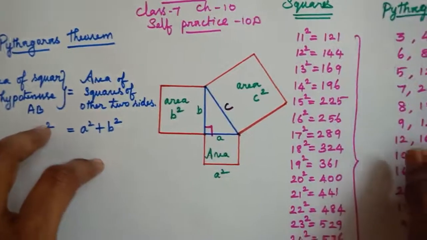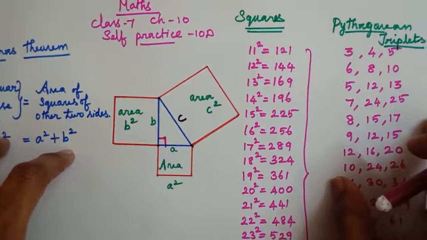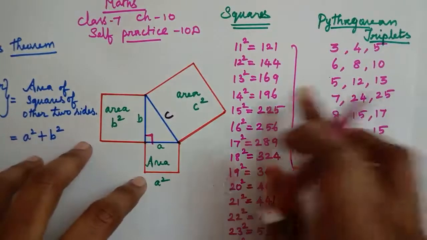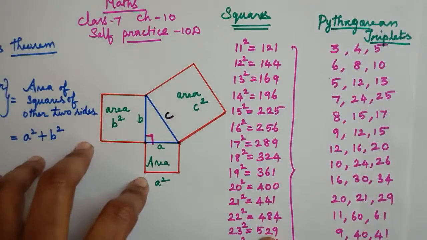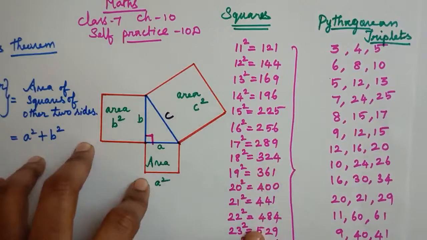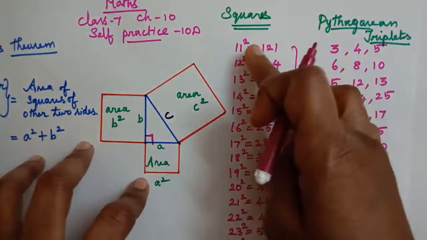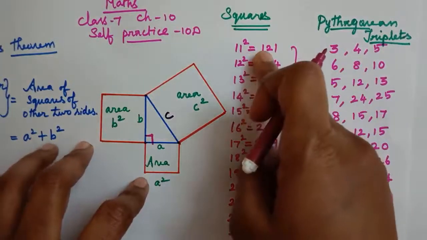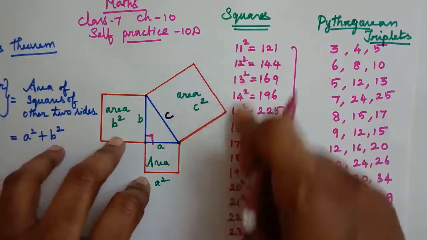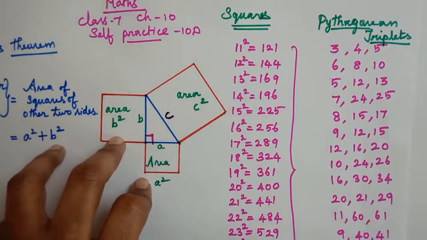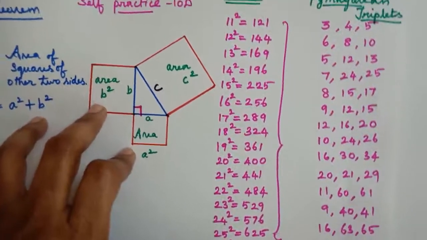Here I have written some squares. So you should write them in your copy also. You have to keep it in your mind. Squares 1 to 10 you have already learned. 11 squared to 30 squared, you have to memorize them.